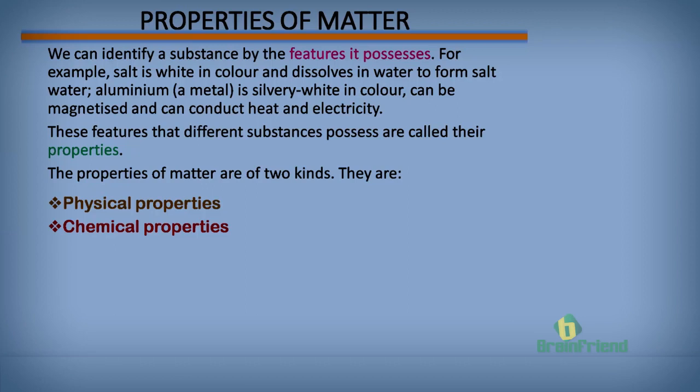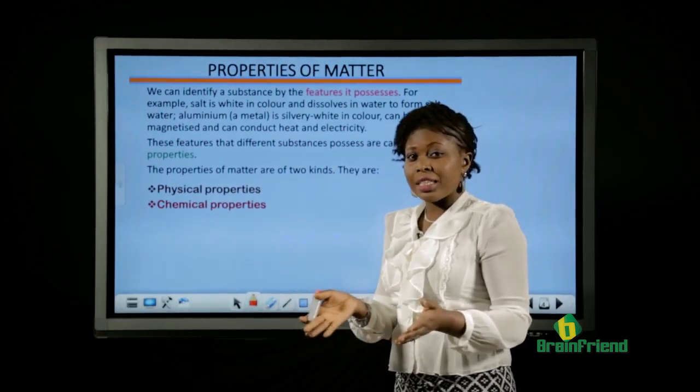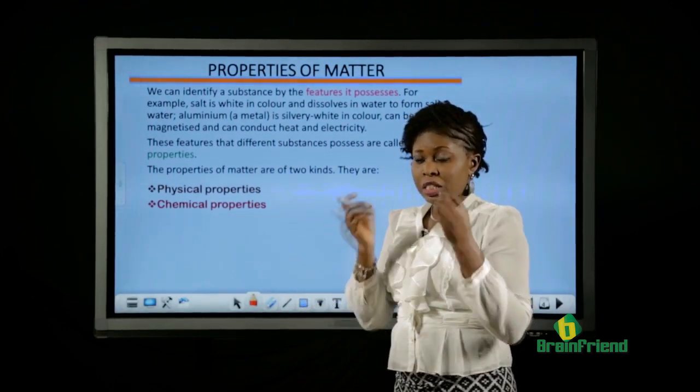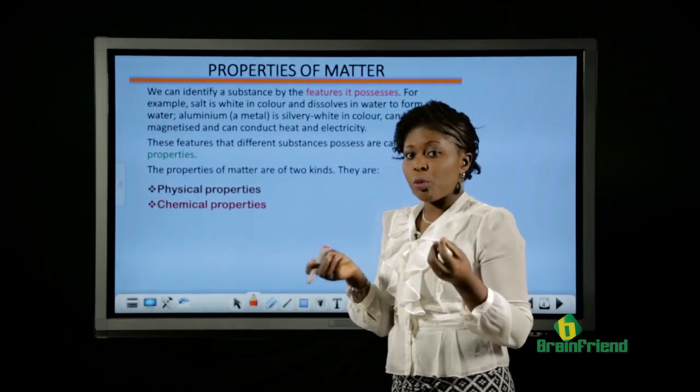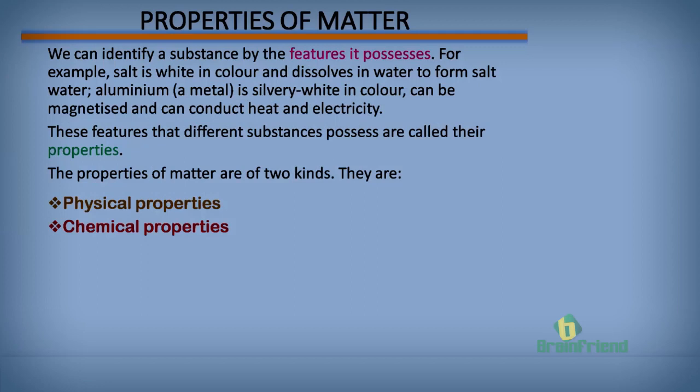Now, we can identify a substance by the features it possesses. The water you have there and maybe the plate of eba you have, you can identify them separately in their separate states because of the physical things you can see, the physical properties, the features that they possess. For example, salt is white in color. That is something you can easily see. It's a feature of salt. It dissolves in water to form salt water.